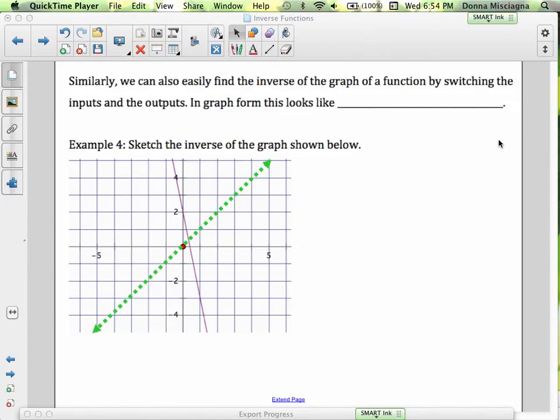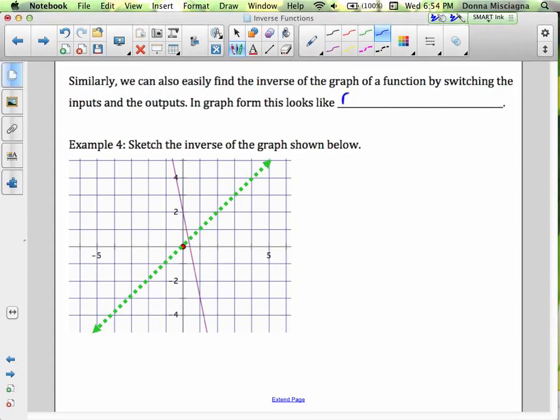So similarly, we can find the inverse of the graph of a function by switching the inputs and the outputs. In graph form, this looks like a reflection over the line y equals x. And if you remember from geometry, when we reflect over the line y equals x, (x, y) becomes (y, x). X and y switch. Right?